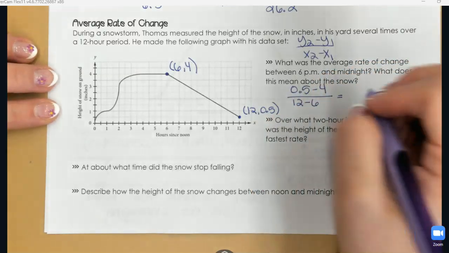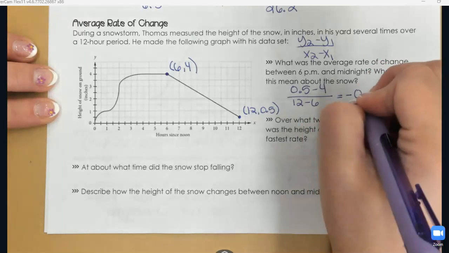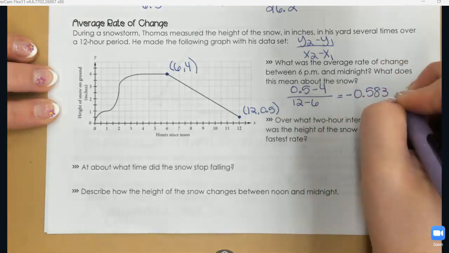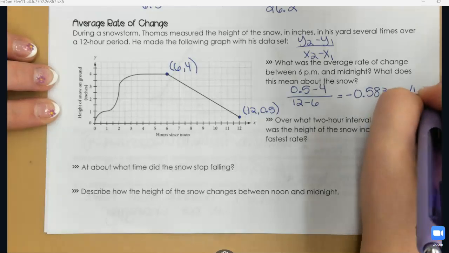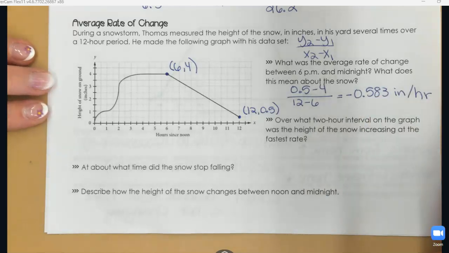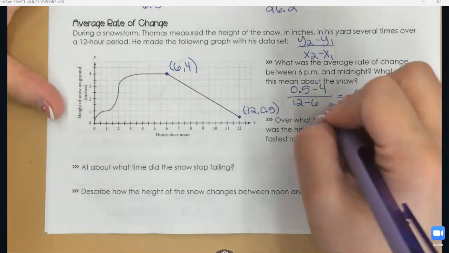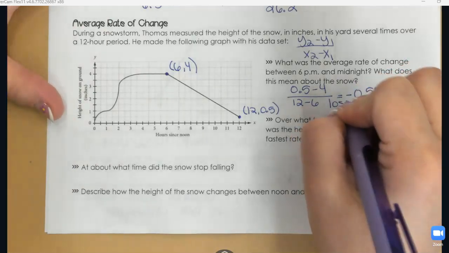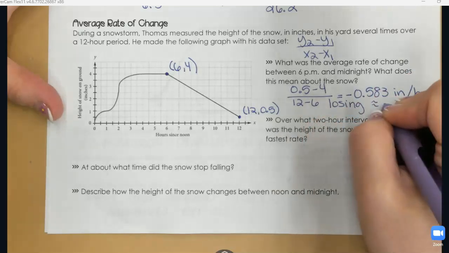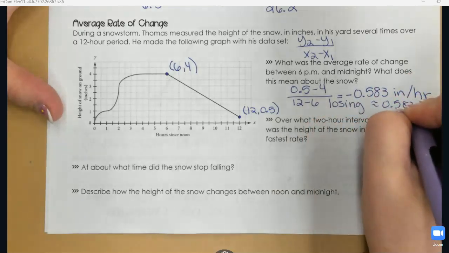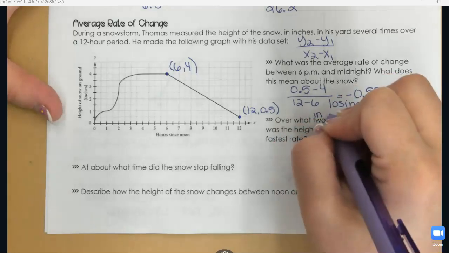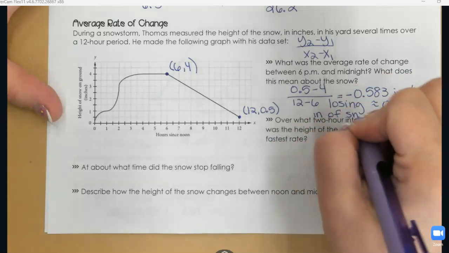And that is going to give me about negative 0.583 inches per hour. So what does that mean? Well, because it's negative, that means the snow is melting. So we are losing about 0.583 inches of snow every hour. It's melting.